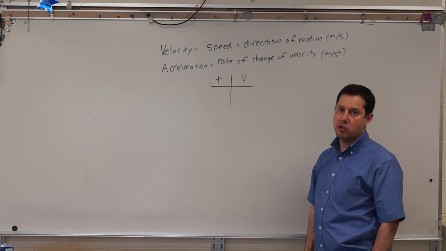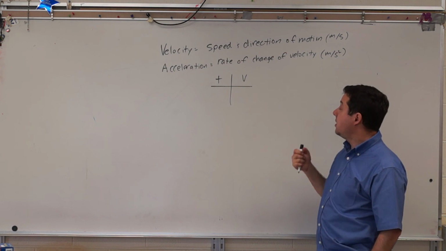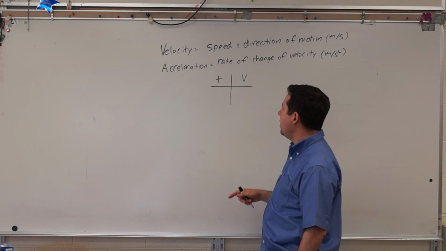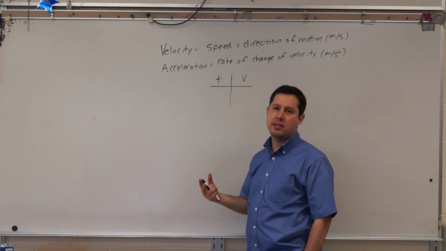And it's measured in meters per second. So if you're going at 20 meters a second east, that would be your velocity. 20 meters a second would be your speed. Acceleration is the rate of change of velocity. How much is your velocity changing?